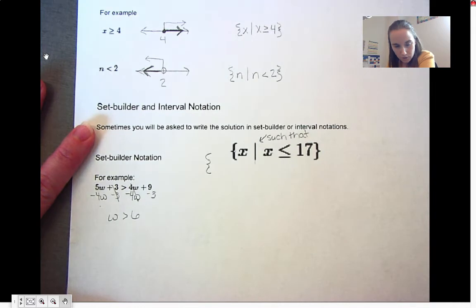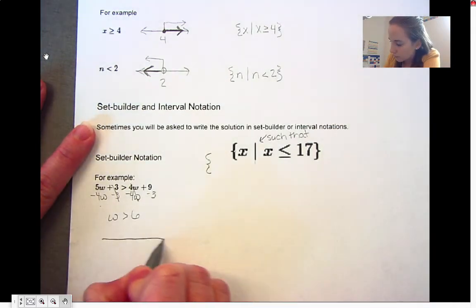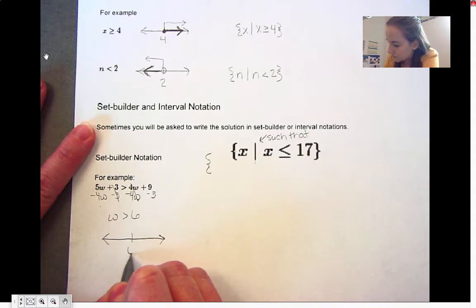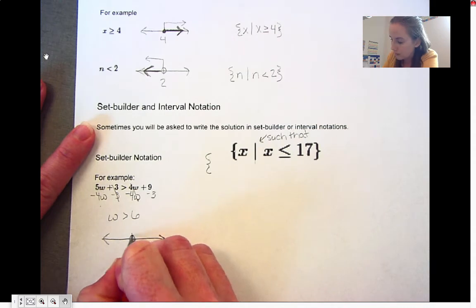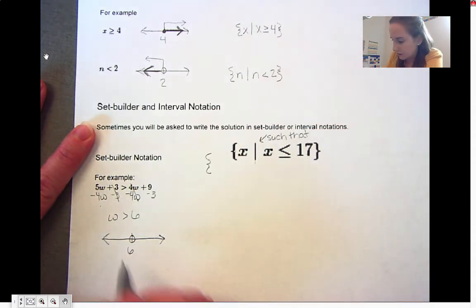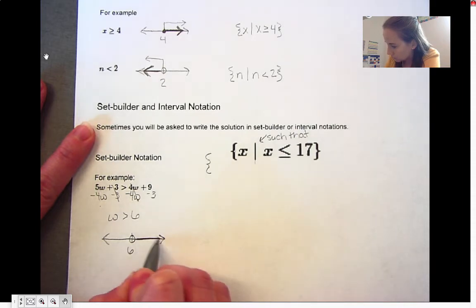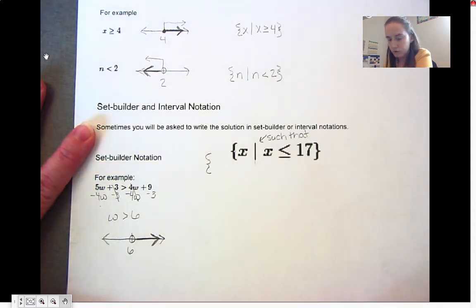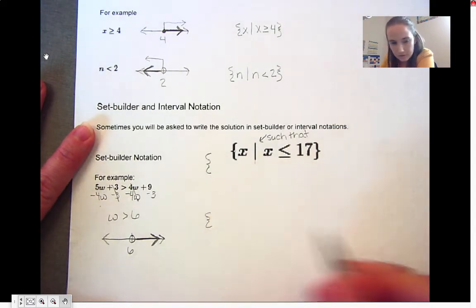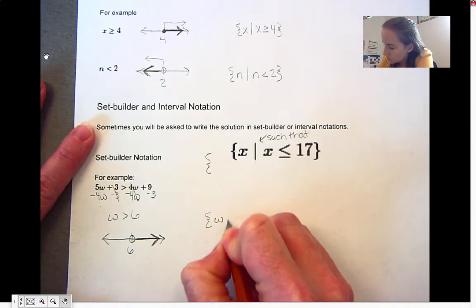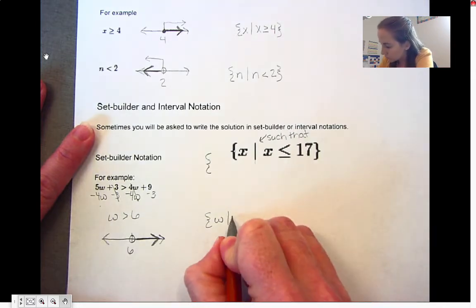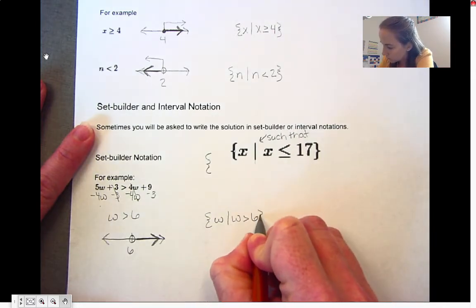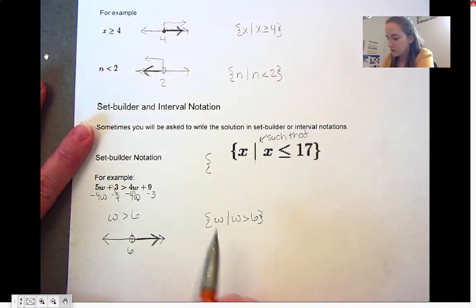Now, that was solving it. If I wanted to graph it on a number line, I would put the 6 here. Since it's greater than and there is no equal to, I would do an open dot. And I want to shade greater than, which goes to the right, all the numbers greater than. And if I wanted to write it in set builder notation, I would do the curly brace, w, such that, well, what is true about w? w is greater than 6. Close the brace. This is set builder notation.